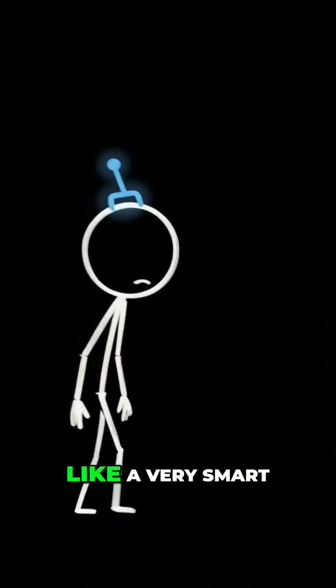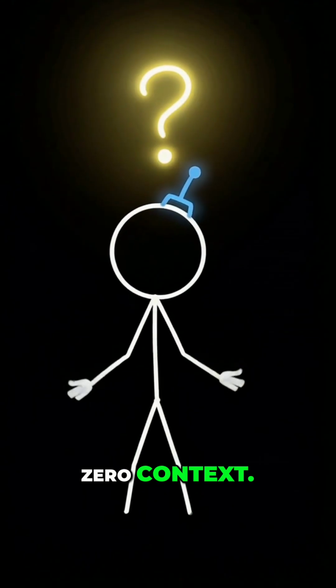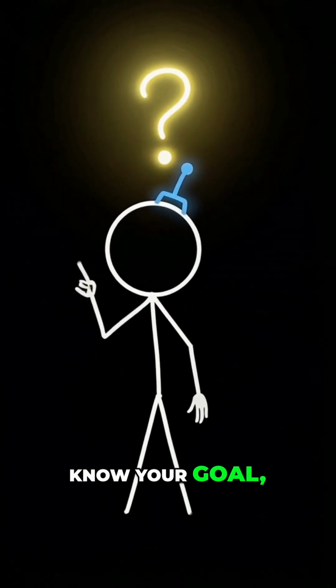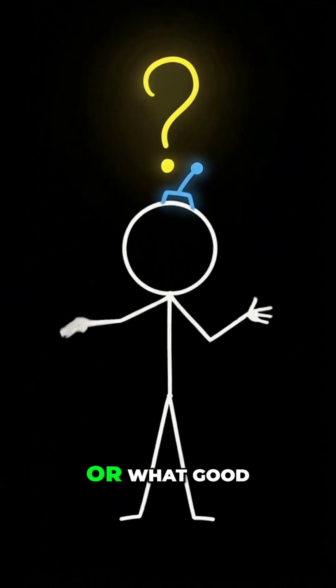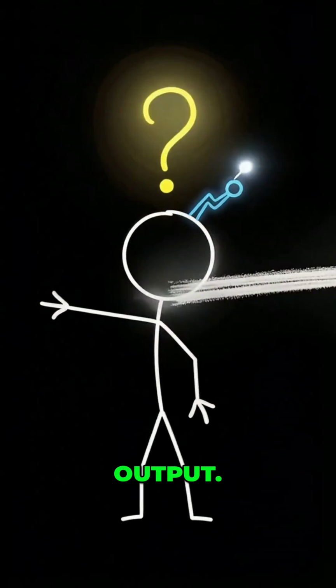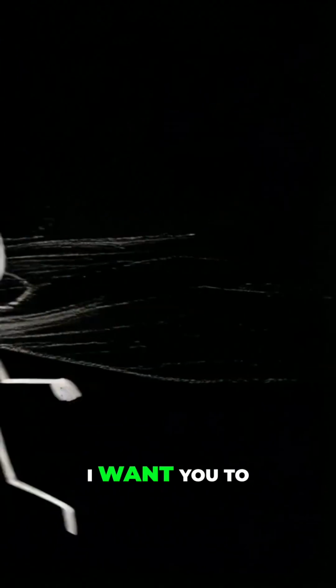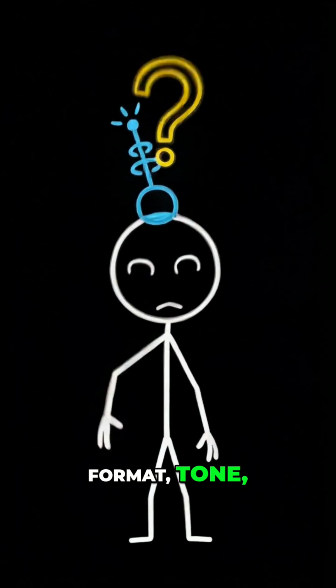Think of ChatGPT like a very smart assistant who just walked into the room with zero context. It does not automatically know your goal, your audience, your tone, your job, your style, or what good looks like to you. The better your instructions, the better your output. So here's the beginner formula I want you to remember: role, task, context, format, tone, example. That's the whole game. Here's a bad prompt.